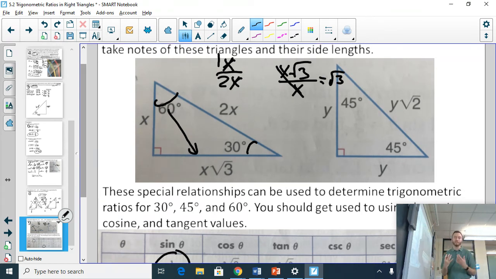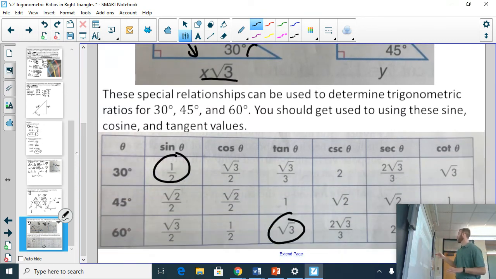And it doesn't matter the size of the triangle because these are ratios, right? If this x is 100, this is always going to be 100 square root of 3, and these 100s will just cancel, right? So this is true no matter your triangle, and these are just general ones. And you do the same thing for the 45 degree ones. And you can do that for the other ones too.